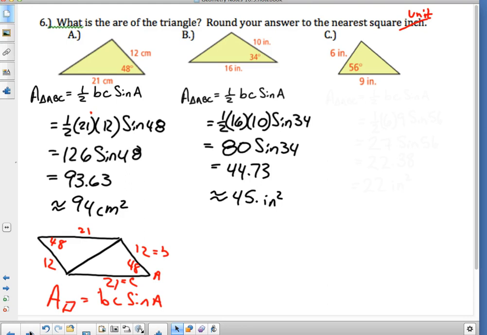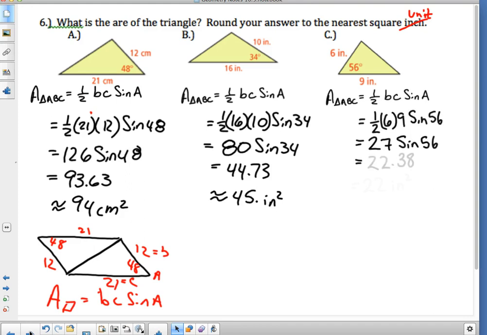Last one. It's up for grabs right now. See what you got. .22 inches squared. I'm hoping that that's the case.